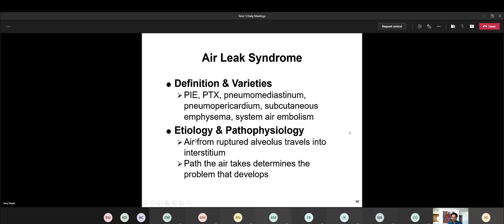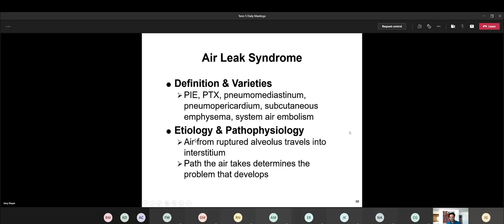Air leak syndrome. So here we go again, with the air now leaking out of the airways in some way, and now it's building up in either the interstitial spaces or around the heart or somewhere that it shouldn't be. That's why it's considered an umbrella statement when we say air leak syndrome, because it could be a lot of things that end up happening, depending on whatever the injury is that's causing the leak and where the air ends up going.